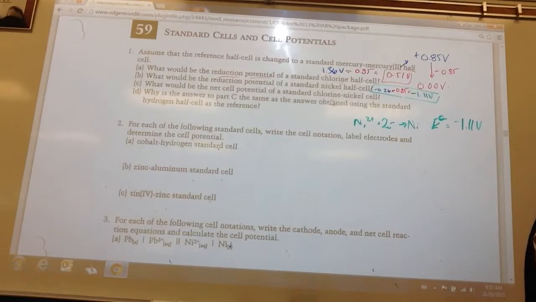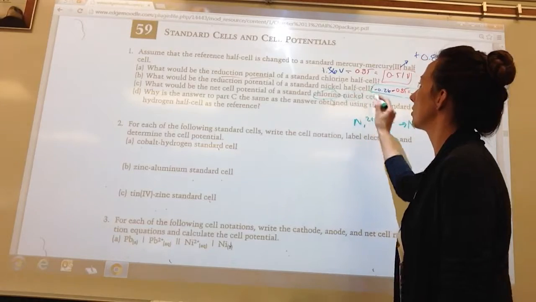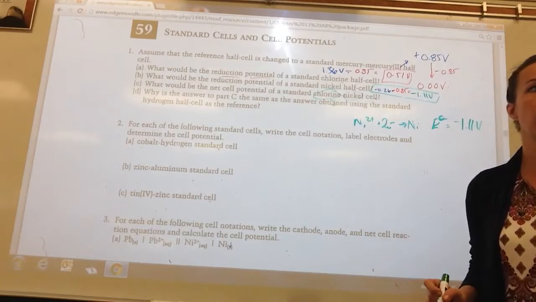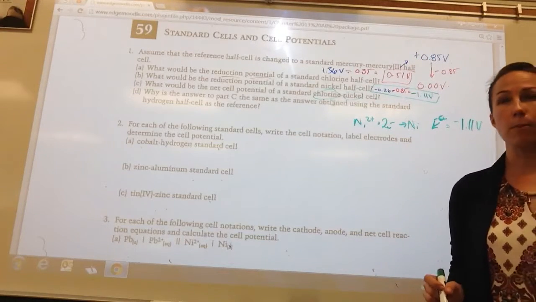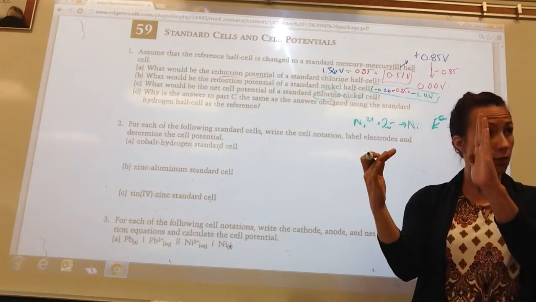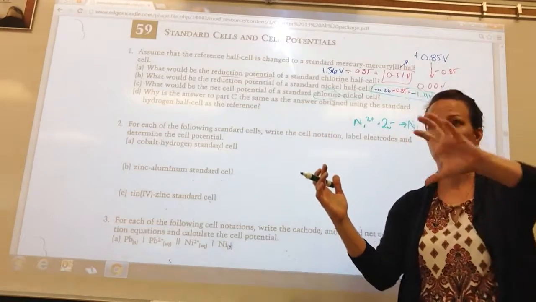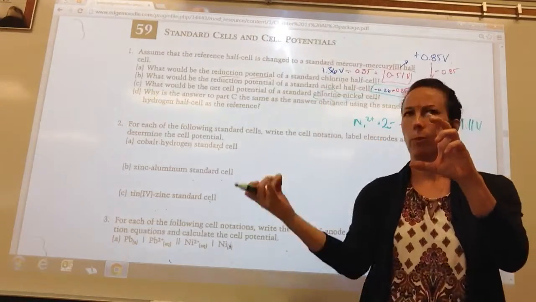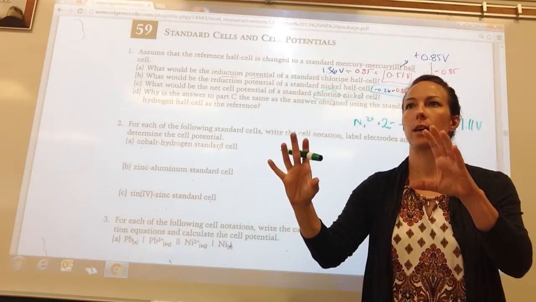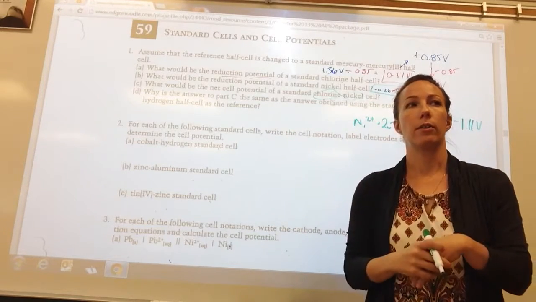What is the net cell potential of a standard chlorine nickel cell? So this is saying I'm now hooking up nickel and chlorine and a salt bridge. We wouldn't really be able to do this because chlorine's a gas, but anyway, pretend this is a sealed container, salt bridge somehow. You get what I'm saying, right? What would the voltage be on that voltmeter?